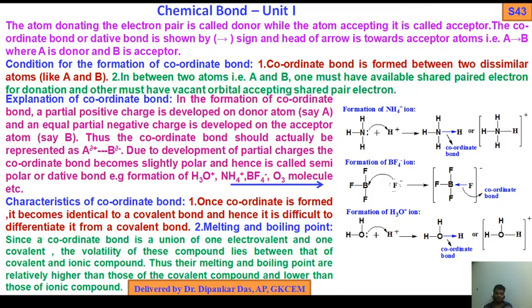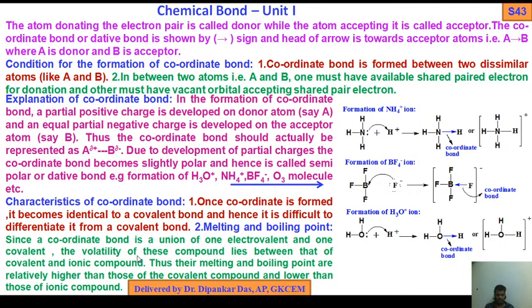Okay, so now characteristics of coordinate bond. Once coordinate bond is formed, it becomes identical to a covalent bond, and hence it is difficult to differentiate it from a covalent bond. Melting point and boiling point. Since coordinate bond is the union of one electrovalent and one covalent, the volatility of this compound lies between that of covalent and ionic compounds.